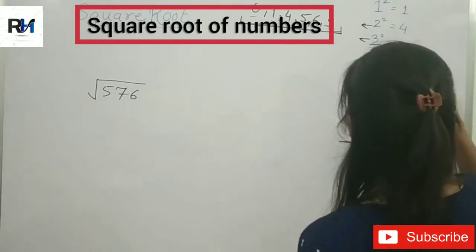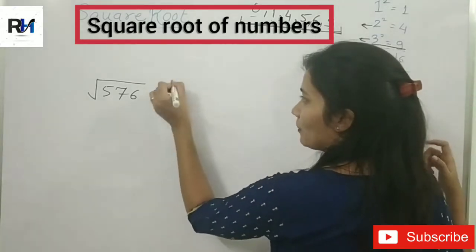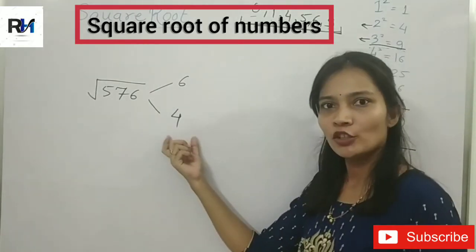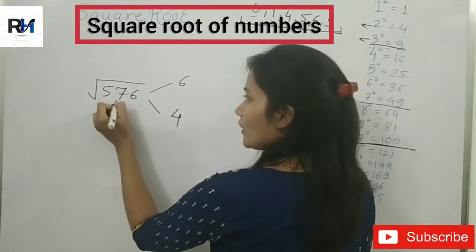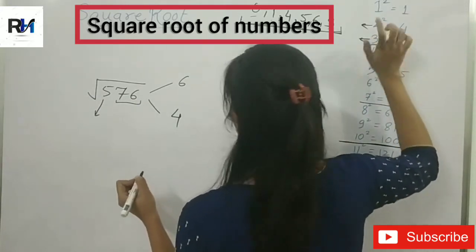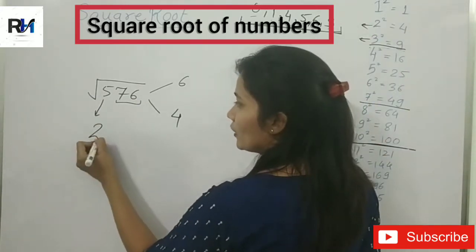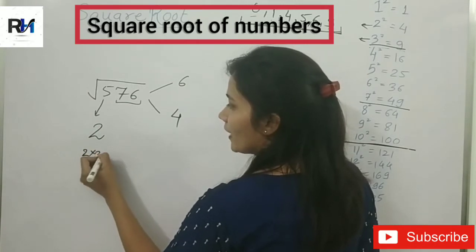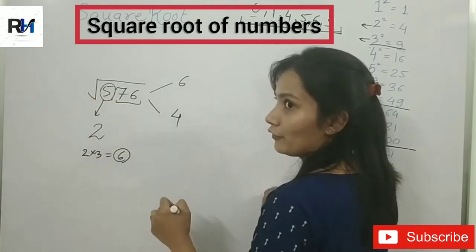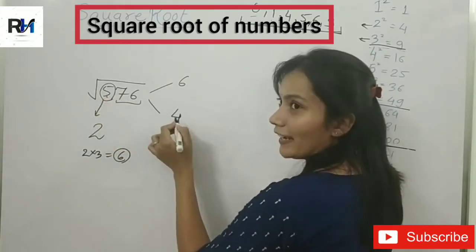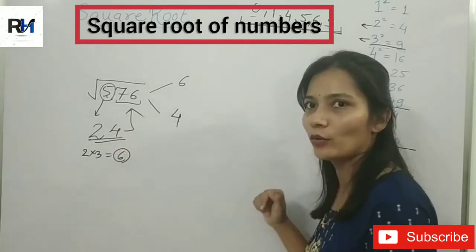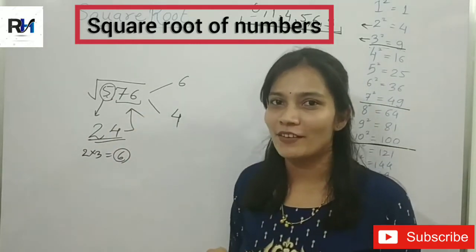Now we know the steps, we will solve it faster. 6 comes in the square of 4, and 10 minus 4 is 6. So 4 and 6 are your unit place numbers. Now for the remaining 5, it comes between 2 and 3. We will take the smaller number, that is 2. 2 into 3 is 6. 6 is greater than 5, and 5 is smaller, so we will take 4. So 24 is the square root of 576.